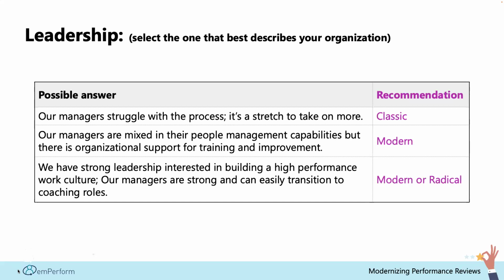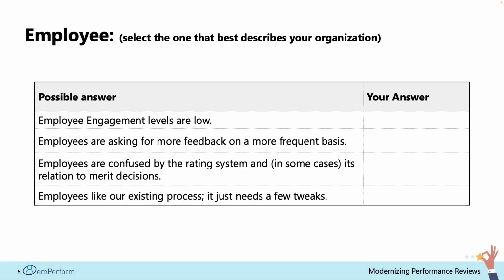We think if managers struggle with the process and it's a stretch to take on more, we're probably sticking with the classic model, because that's going to focus them on a time period where we can put a lot of support behind getting through the process. If managers are mixed in their people management capabilities, but there's support for training and improvement, then we're going to look at this modern model. And if you've got really strong leadership and a really strong management team, we think either modern or radical would fit.